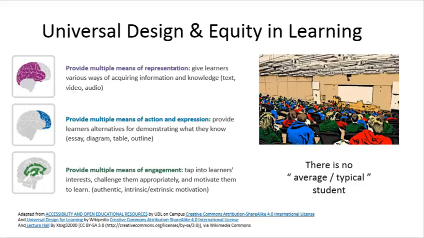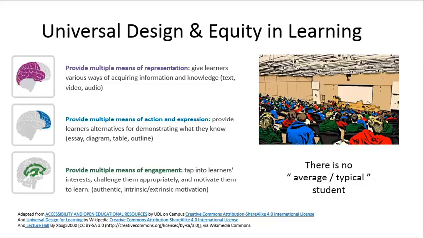Multiple means of action and expression is giving students different ways to show what they've learned. So not just tests, but also essays and diagrams and other homework assignments where students can demonstrate mastery of the information. Finally, multiple means of engagement. That is giving students different ways to connect with the information, different ways to engage with the content. And this can tap into their background, their skill sets, just as a way to draw them in based on what they're bringing with them to the classroom.